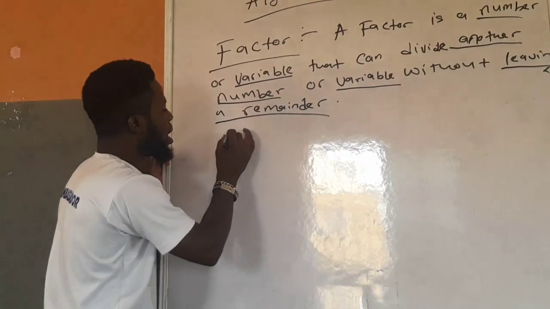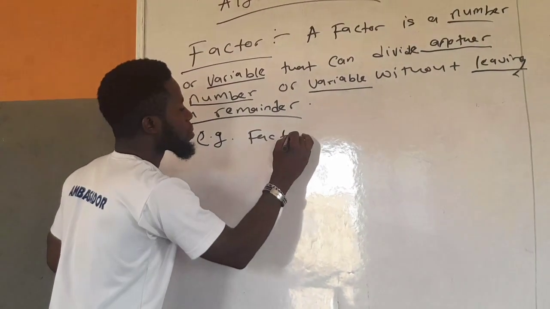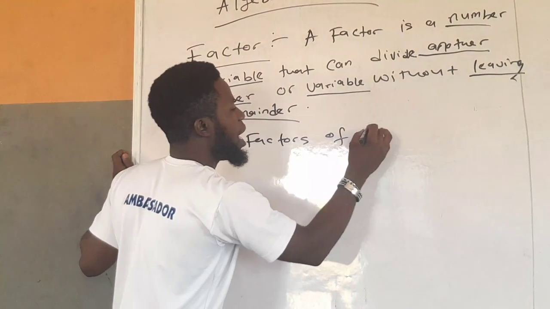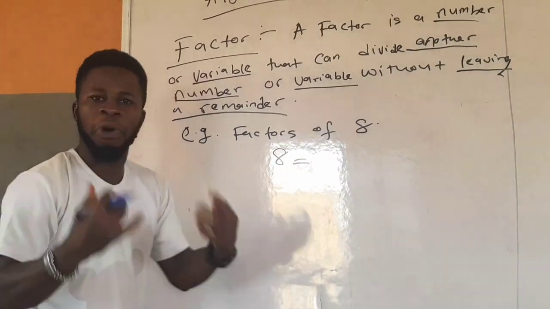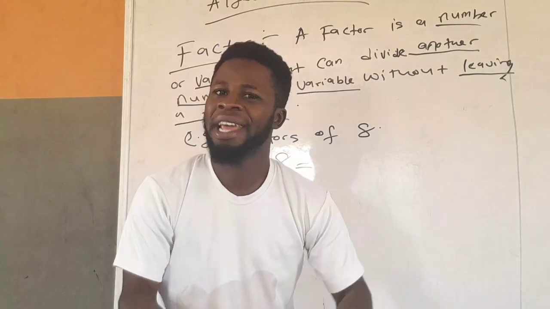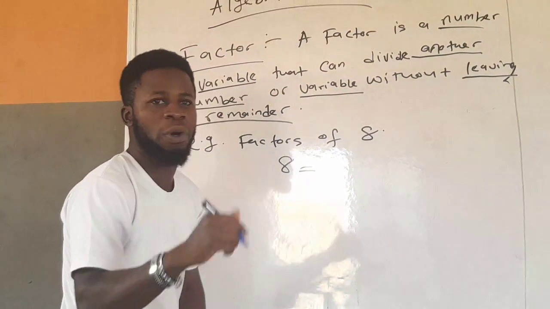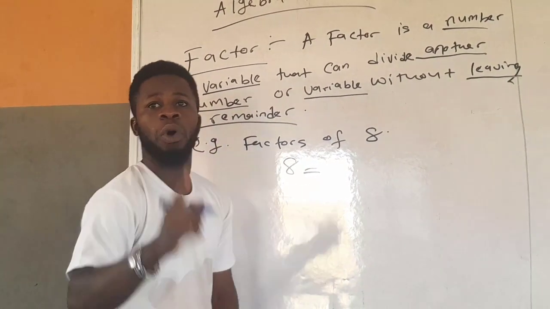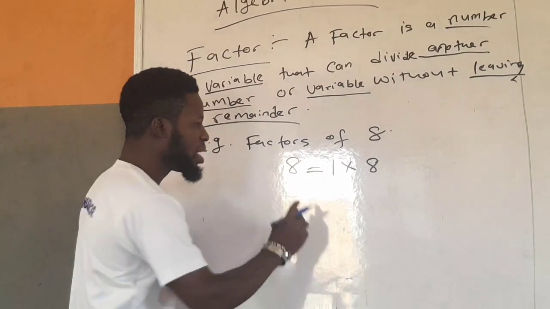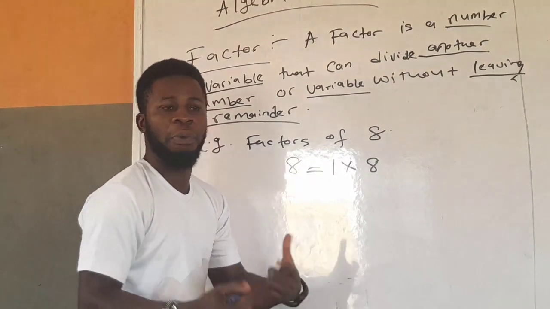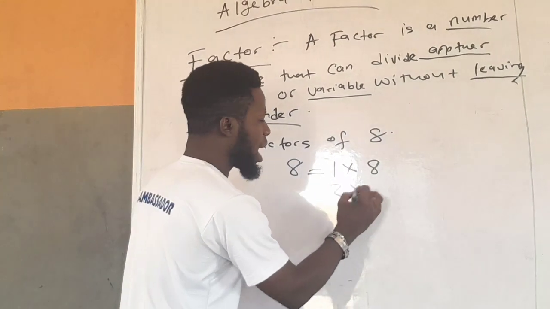Let's see an example. E.g., factors of 8. That means you have to write all possible numbers that you multiply that will give you 8. First one, you start from the first number. You start from 1 because 1 is always a factor of any number. So we have 1 times 8. The next one, you go to the next number after 1, which is what? 2. You check, can 2 divide 8? Yes. Now what? 2 times what?